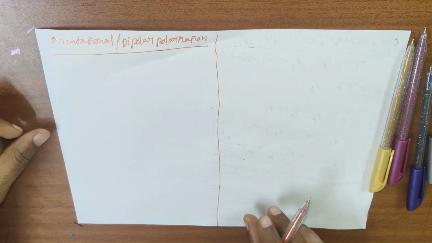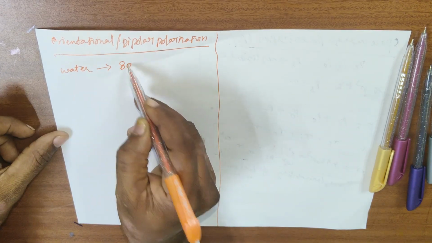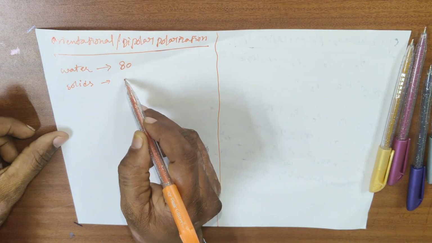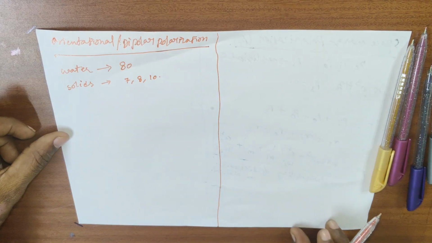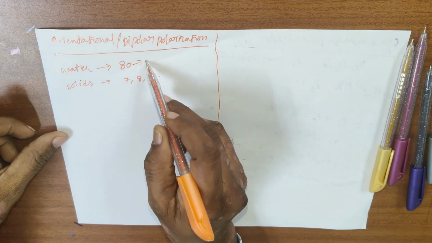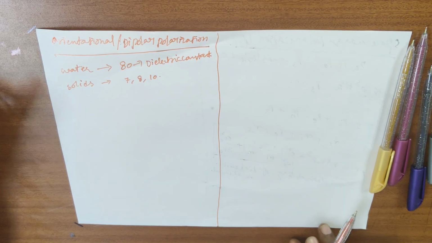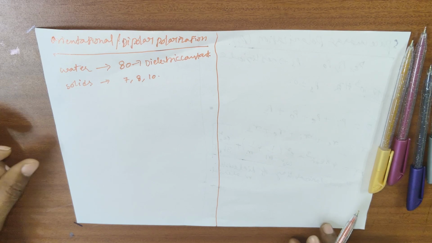Have you ever wondered why water has a very high dielectric constant, that is 80, compared to solids? Some solids have single-digit numbers, like 7, 8, 10, only. But water has a dielectric constant of 80. This is because of orientation polarization only. Water is a polar molecule, and due to this, water has a high dielectric constant compared to solids.